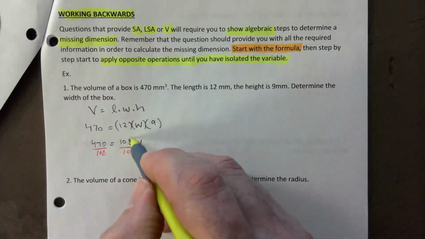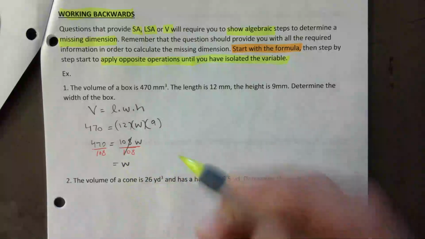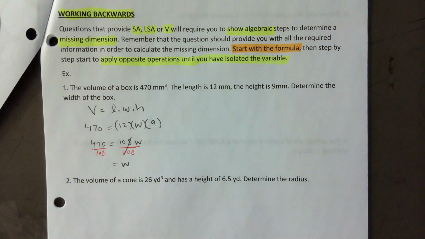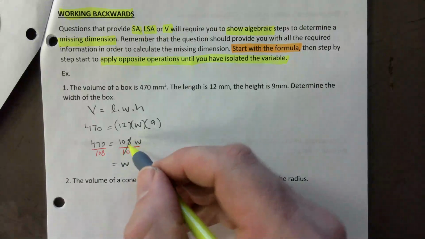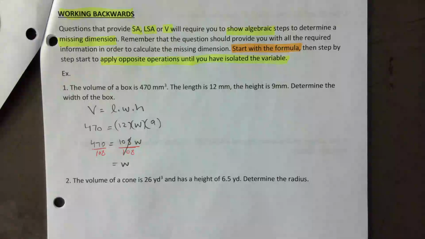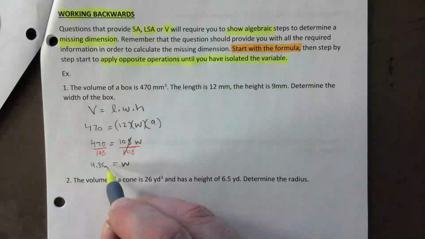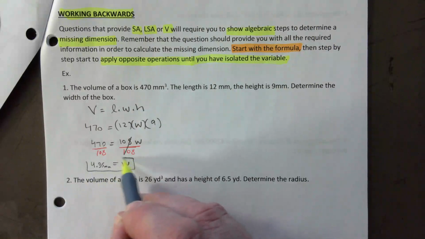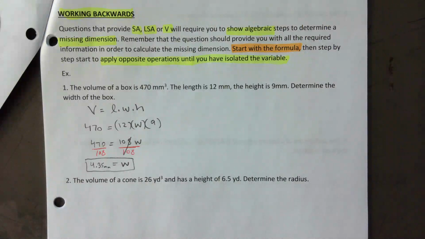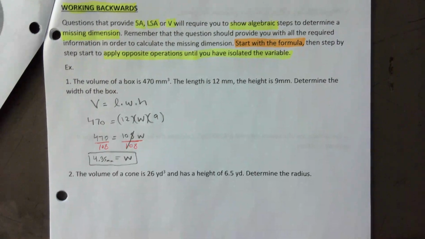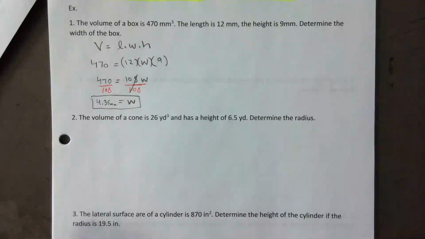You cancel out here. It's not really canceling out, by the way, it's 1. 108 divided by 108 is 1. On this side, I don't have the key in front of me right now, but it's 4.35, and we are in millimeters. The default is always 2 decimals at the end, unless they tell you otherwise. Okay, so that's working backwards.